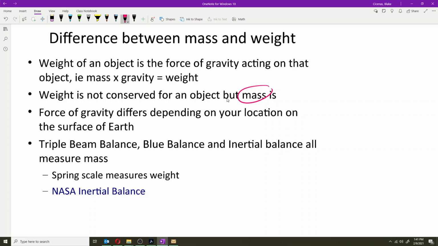A spring scale is calibrated, and because it's calibrated, it's actually measuring weight, because you're not comparing the mass of an object to the mass of another object. You're comparing the mass of an object to the stretchiness of a spring.